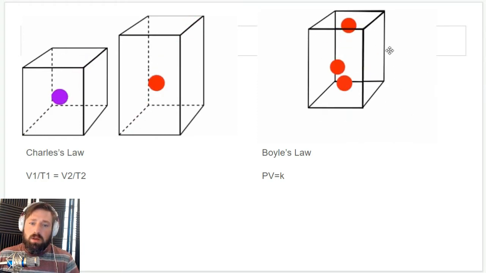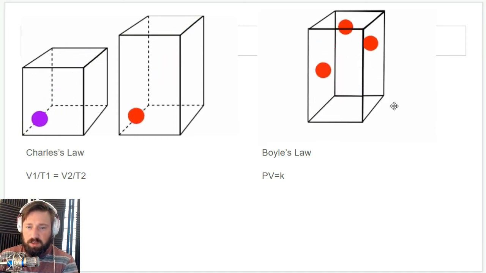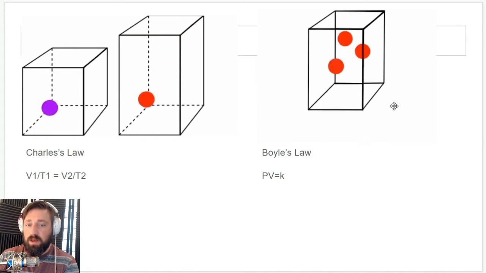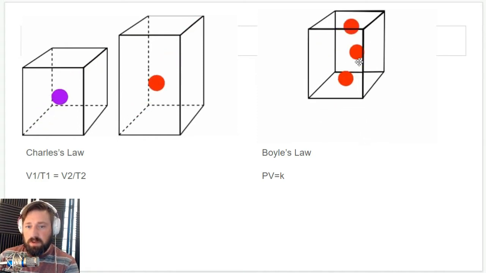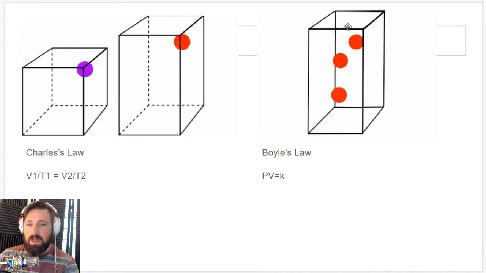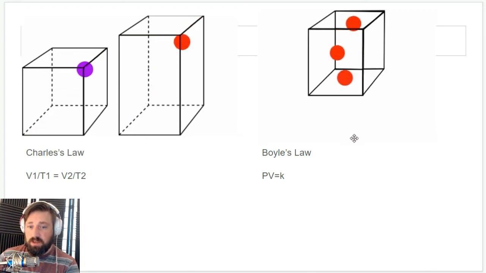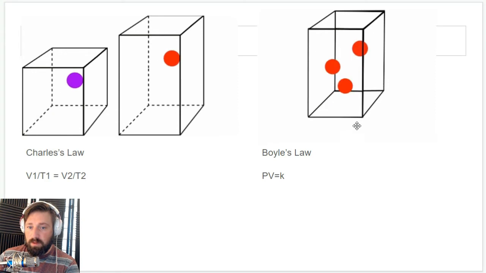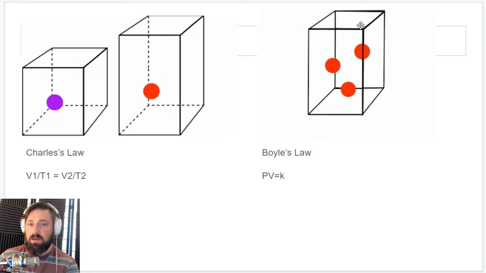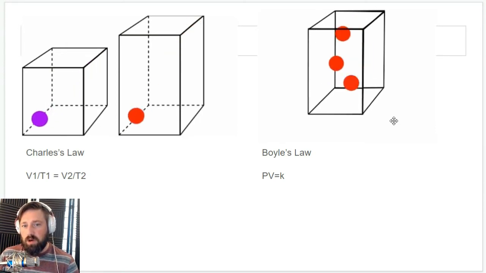Now, let's talk about this scenario. What happens if I change the volume? What's going to happen if I keep the temperature the same? So these balls, these particles, are all moving at the same speed. But if I increase the volume, if I make this box get larger, that means they're not hitting as often. If they're not hitting as often, that means that the pressure is going down.